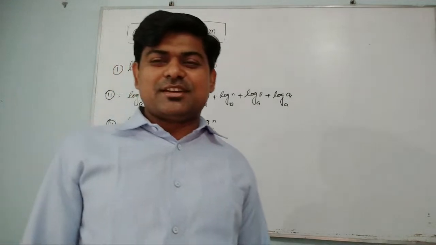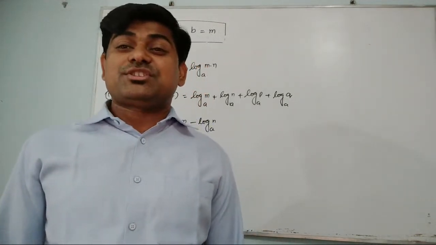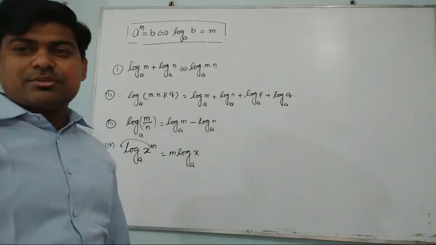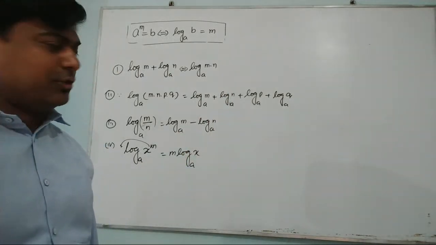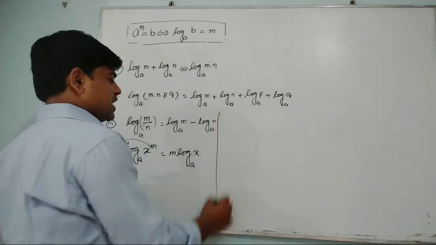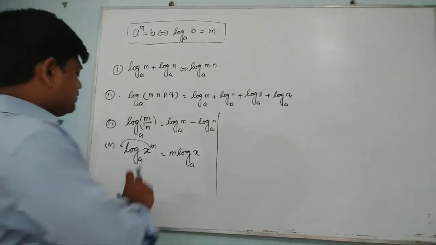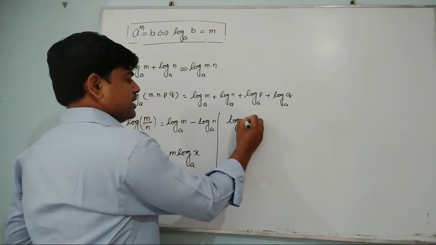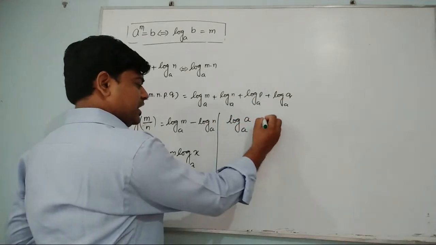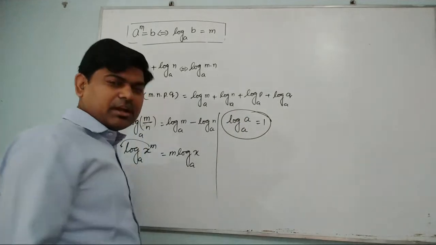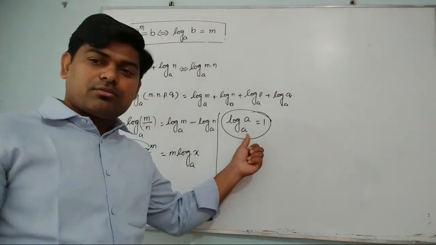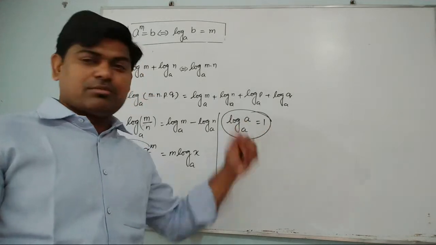Definitely I'll discuss this later on, like how we can change the base. Suppose I have a base a and we want to write some other base, how can we write it? I'll tell you tomorrow. But one more thing I want to tell you: if the number and the base are the same, log a to the base a is equal to 1. The reason is, when I convert to exponent form, a to the power 1 is a.